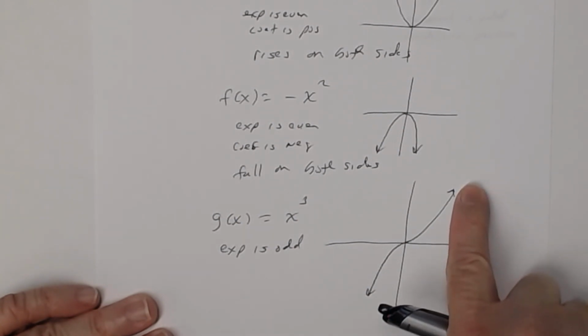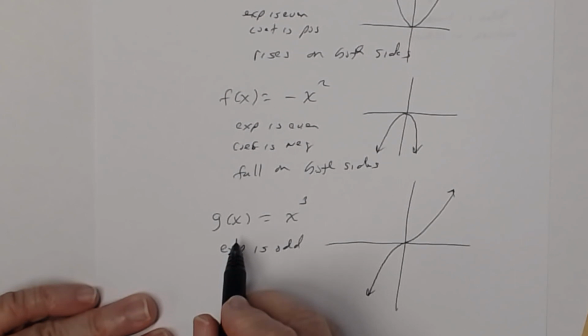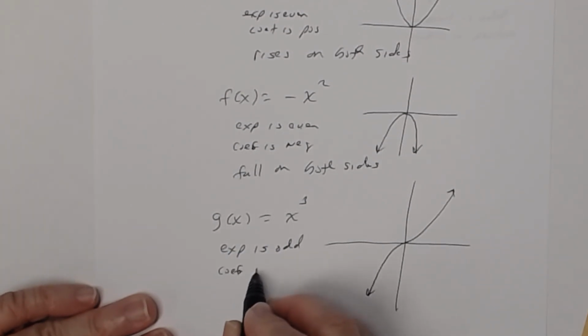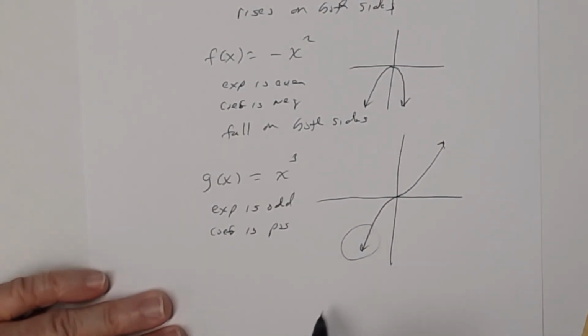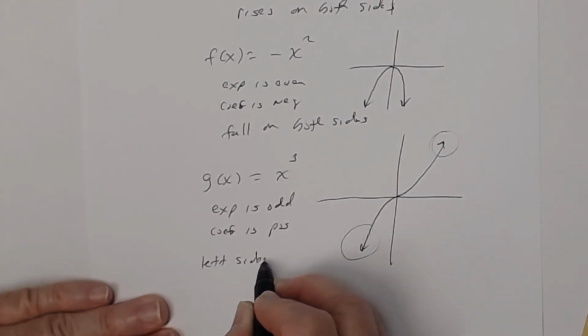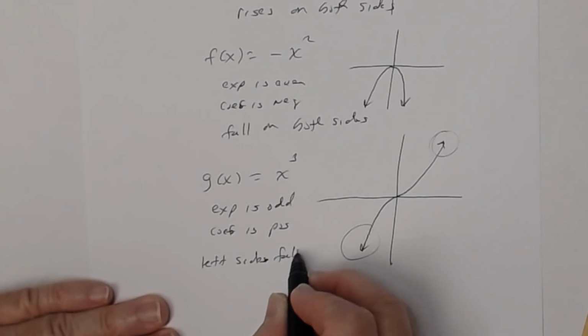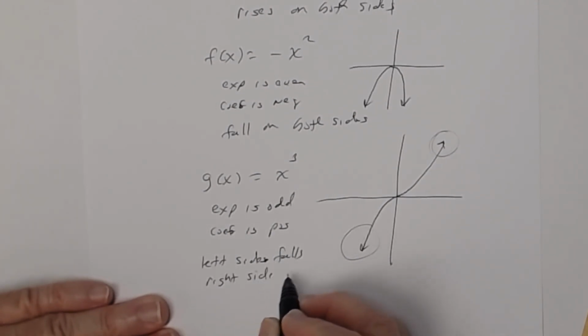So on this side it rises to the right, falls to the left. Okay? Notice though the coefficient is a positive 1. So the coefficient is positive. And so when the coefficient is positive, the left side is going to fall, the right side is going to rise. So left side falls, right side rises.